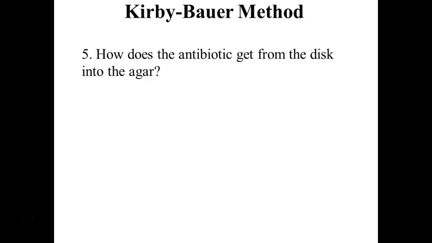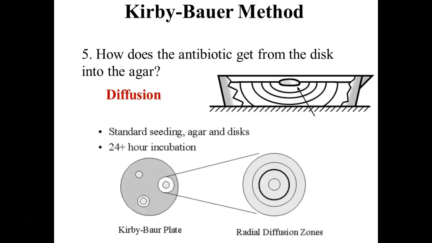Okay. So the last question, I kind of already answered earlier, right? How does the antibiotic get into the agar? Diffusion. But remember, out and down. That's why the depth of the plates matter. So the concentration as it diffuses, though, decreases, right? So what we're actually measuring is the minimum inhibitory concentration.